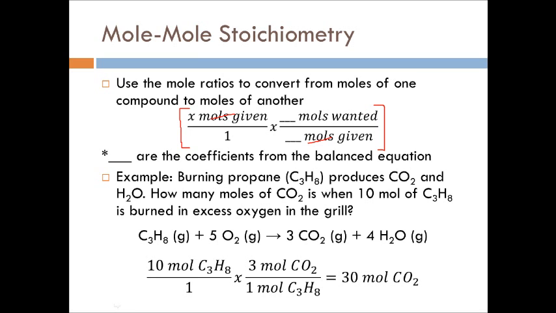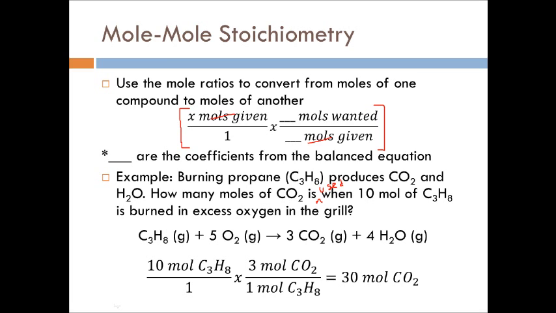Now, on to an example. Burning propane produces CO2 and H2O. How many moles of CO2 are produced when 10 moles of C3H8 is burned in excess oxygen in the grill? The first thing we do is write an equation. So we have propane, C3H8, plus 5 O2 goes to 3 CO2 plus 4 H2O. That is a balanced equation. The way I know is because there are numbers in front. If there were no numbers in front, I would have to balance it. But the first thing you want to do is make sure you have an equation and that you've balanced it.